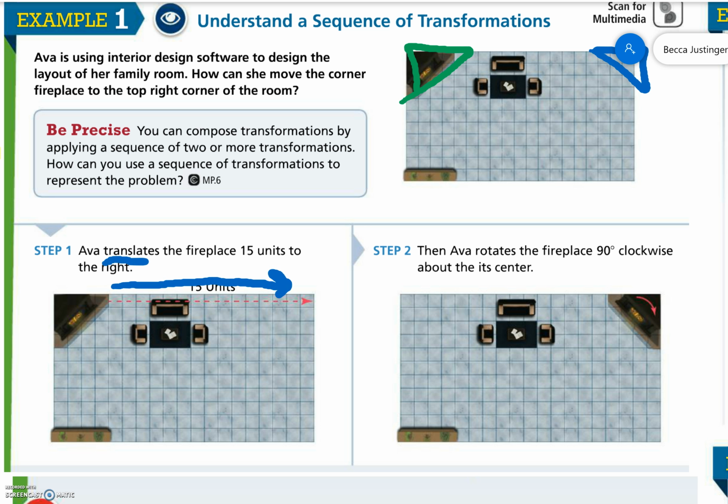But when you move it 15 units to the right, it's still going to be facing the same way. So for her to face it so that it's sitting in the corner, she's going to want to rotate it 90 degrees clockwise. Make sure you say clockwise, because normally if you just say 90 degrees, it would have had to go counterclockwise. If you wanted to go counterclockwise, you would just say 270 degrees.